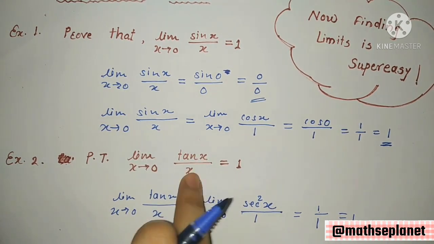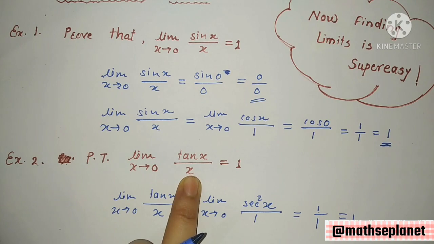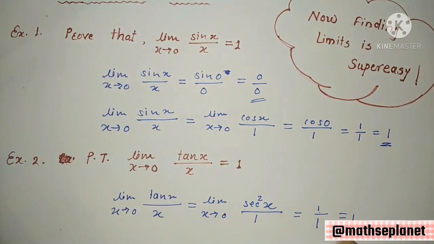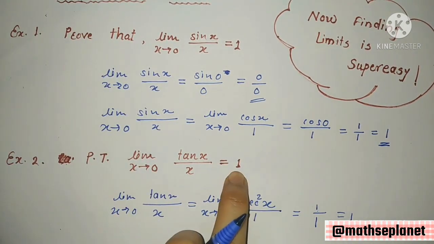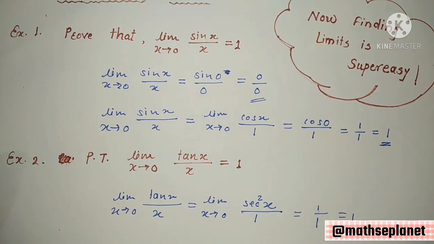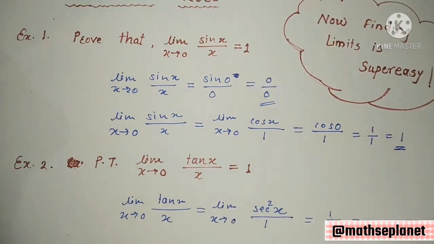If we interchange numerator and denominator, still we can use L'Hopital's rule and still we will get the same value as 1. This is the benefit of L'Hopital's rule.